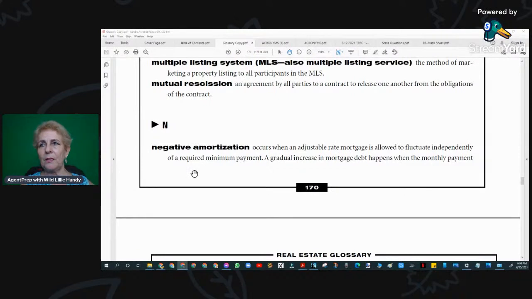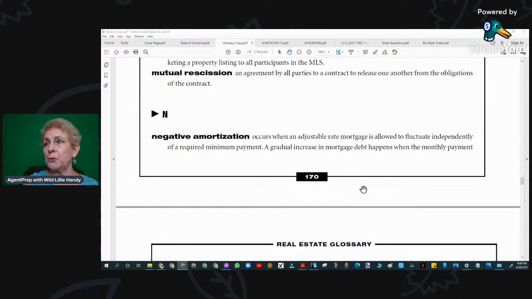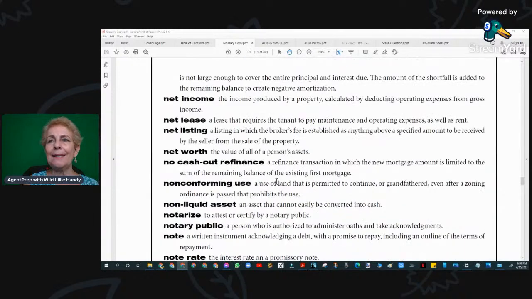Negative amortization occurs when an adjustable rate mortgage is allowed to fluctuate independently of a required minimum payment. A gradual increase in mortgage debt happens when the monthly payment is not large enough to cover the entire principal and interest. The amount of the shortfall is added to the remaining balance, so it's added at the end of the loan. And so the loan keeps getting larger until they end up being able to make the full payment. So negative amortization and adjustable rate mortgage, ARM, right? It stands for ARM. So it fluctuates the required minimum payment. Gradual increase on a monthly payment.